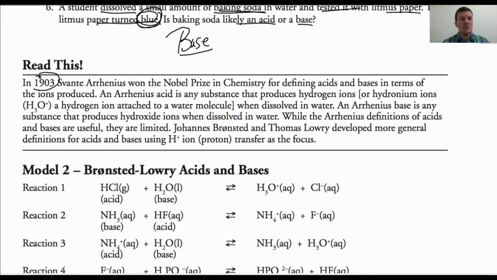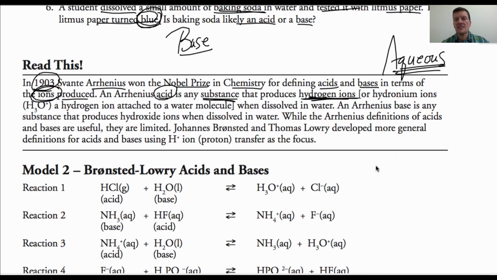So in 1903, Mr. Arrhenius won the Nobel Prize in Chemistry for defining acids and bases in terms of the ions that are produced. So these are in aqueous solutions. When they are in aqueous solutions, they break apart into ions. And therefore, if we say an Arrhenius acid, this is how he defined it, is any substance that when you put it into water is going to produce hydrogen ions.